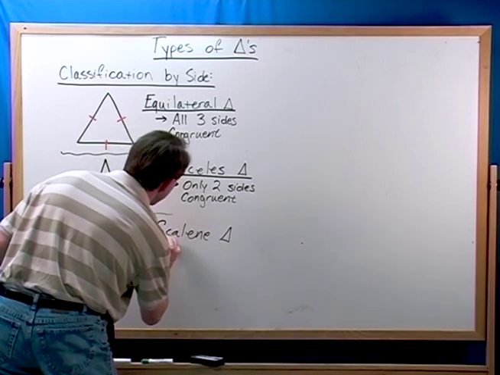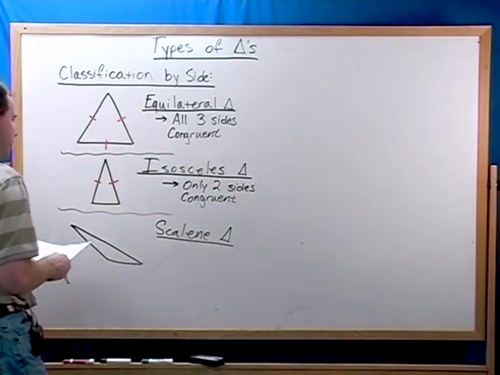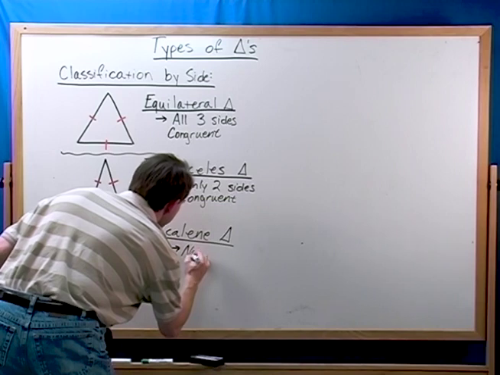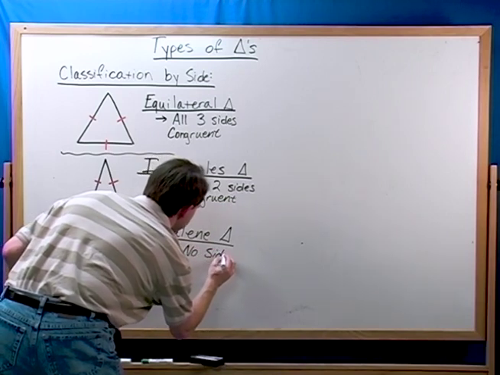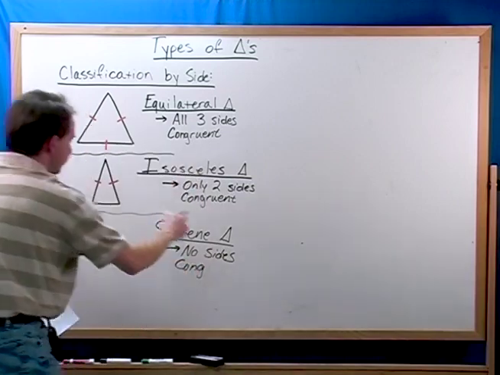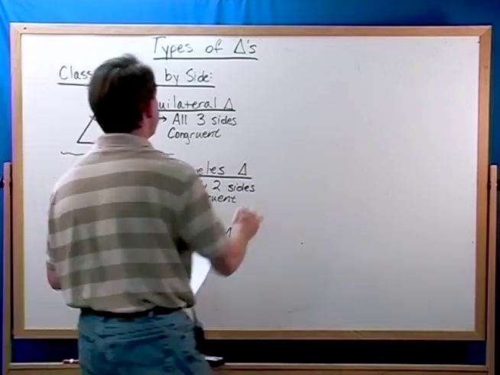Okay, it's just another word. Scalene triangle just means none of the sides are equal. So the definition of that is no sides are congruent. And I'm just going to abbreviate congruent with CONG.